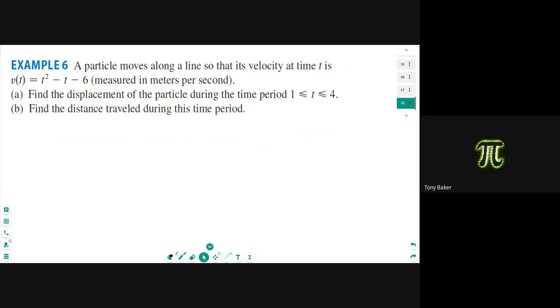A particle moves along a line, so that its velocity at time t is that. I want to find the displacement of the particle during the time period 1 to 4. So what's displacement mean? Shortest distance between the starting point and the end point. Yeah, how far it moved, like the actual distance from where it started to where it ended. Not how far it actually moved, because it could move in a whole bunch of different places, but the actual distance between where it started and where it ended.